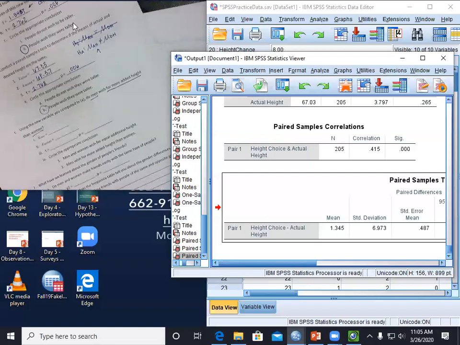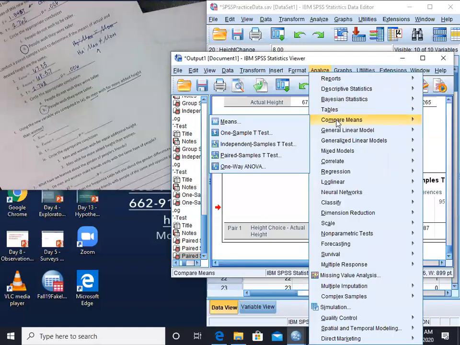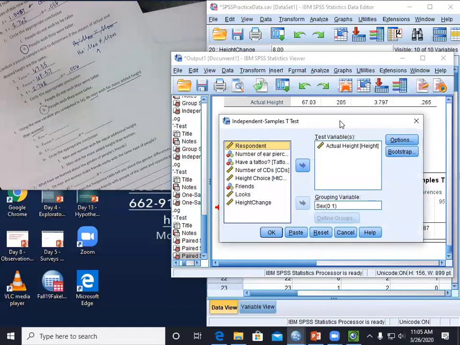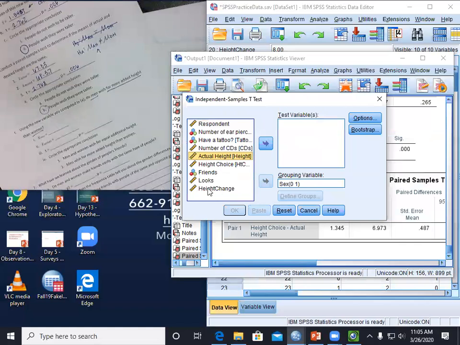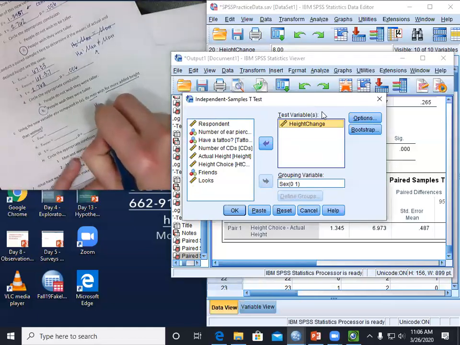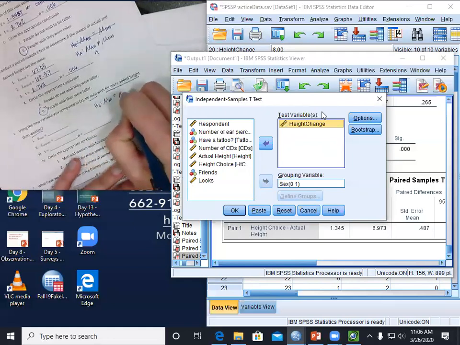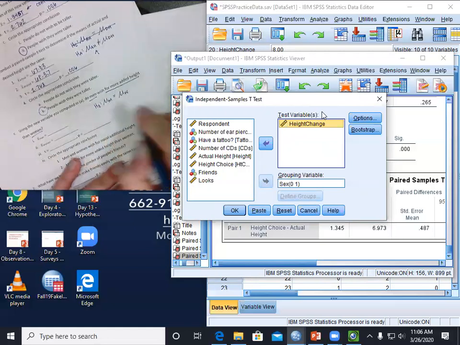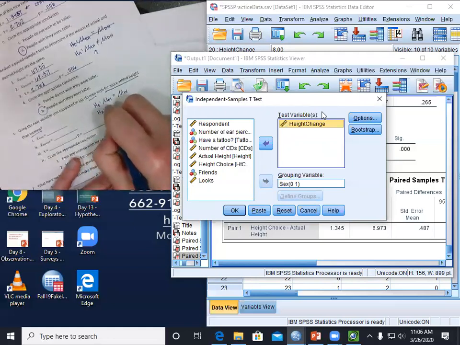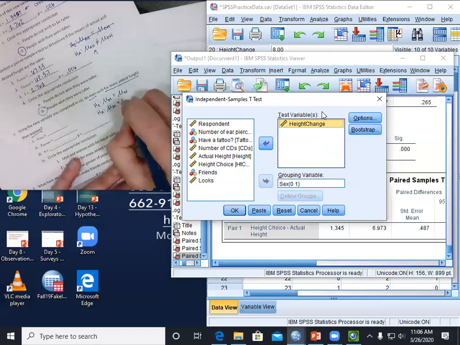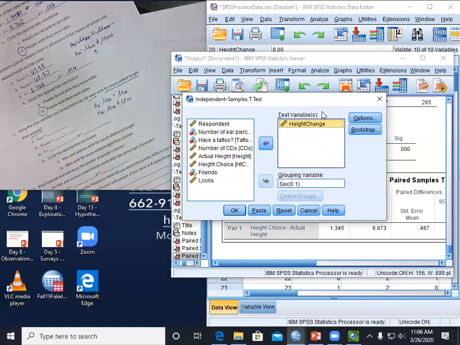All right, so in this independent samples t-test, we're going to go to Analyze, Compare Means, Independent Samples t-test. We are not interested in actual height. We're now interested in this new variable that we made, height change. We want to know if men and women have equal answers when it comes to changing their height. All right, so our null hypothesis for this test is, is the mean of this height change for men the same as the mean of that variable for the women? And the alternative is that they're different, all right?